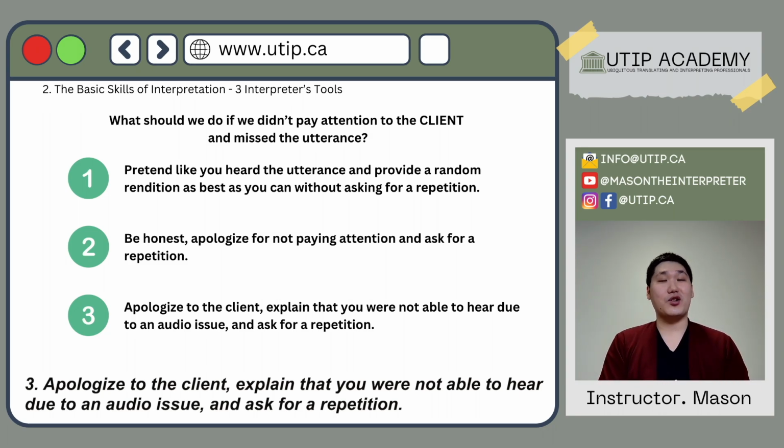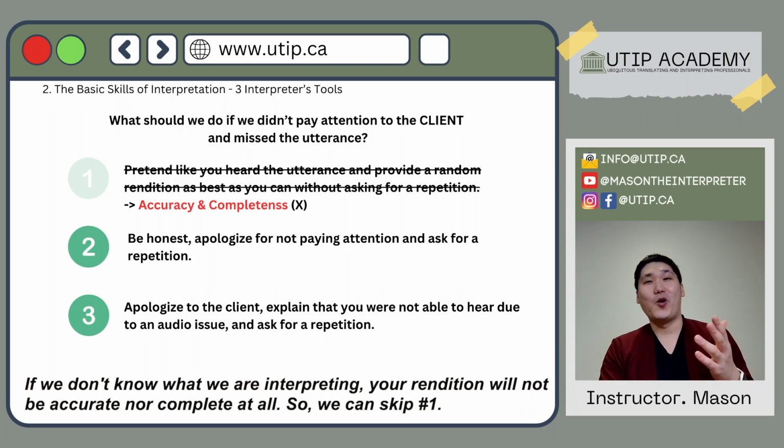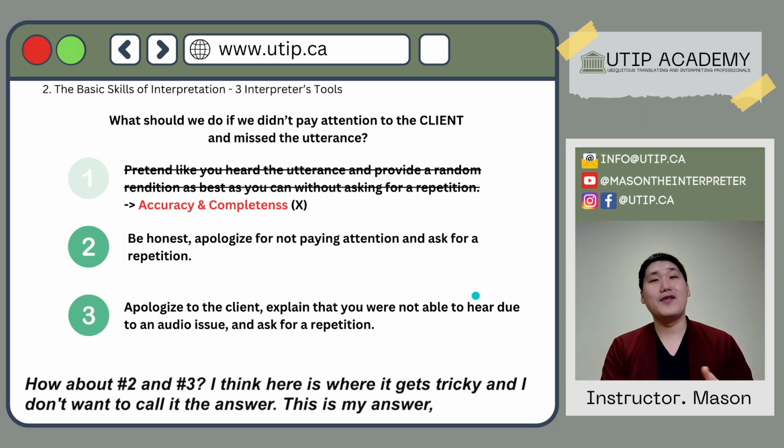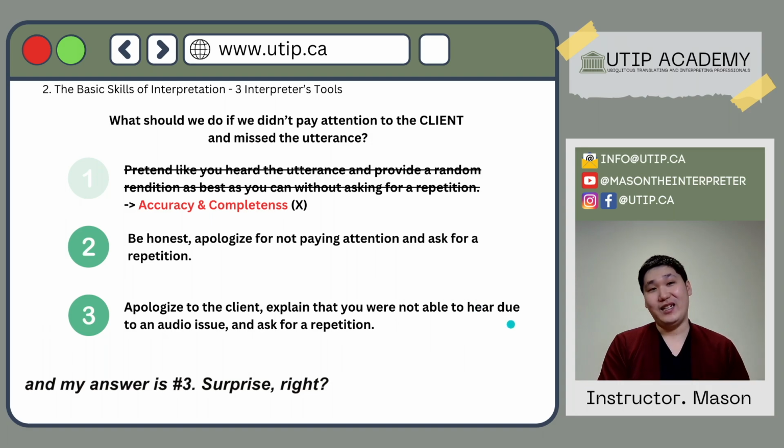Well, I really hope you didn't pick number 1, because that's just straight up saying you are not going to do your job at all. If we don't know what we're interpreting, your rendition will not be accurate nor complete at all, so we can skip number 1. How about number 2 and number 3? I think here is where it gets tricky, and I don't want to call it the answer. This is my answer, and my answer is number 3.